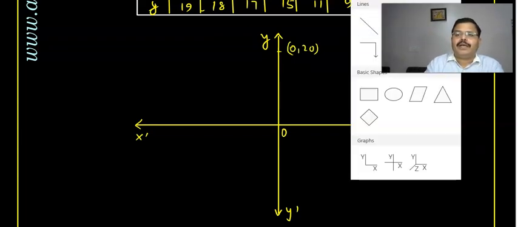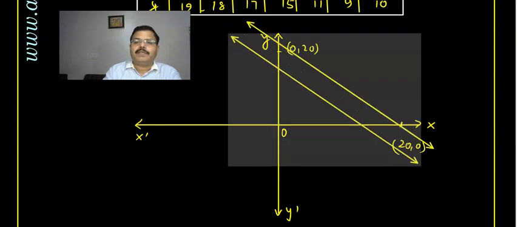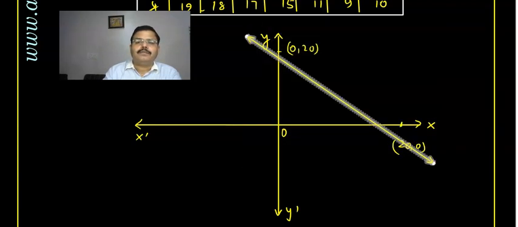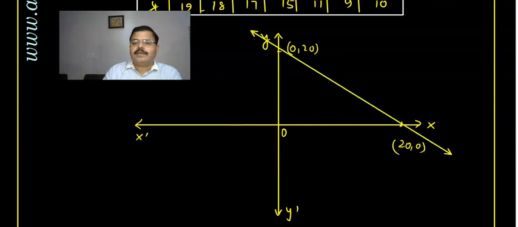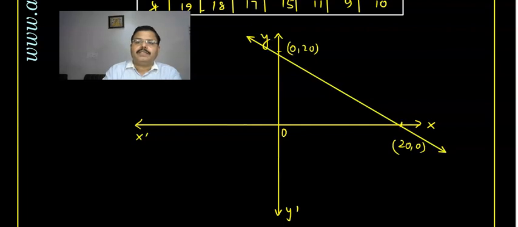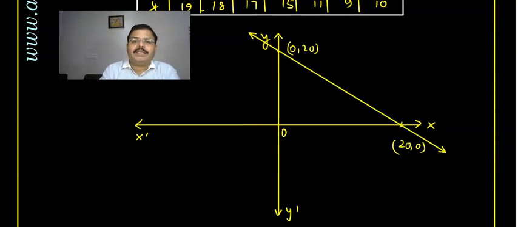So if I draw a line of these values, that will come like a straight line, like this. So x is 20, y is 0, like this. These are the points and I have plotted a graph. So when x is 1, y is 19 will be this value. Then x is 2, y is 18, x is 4, y is 16, x is 6, y is 14, and x is 10, y is 10, like this.